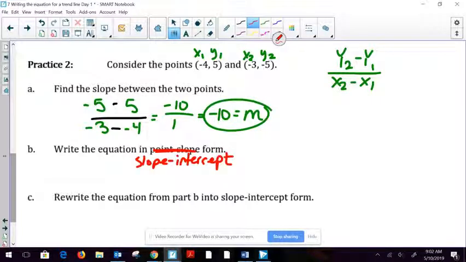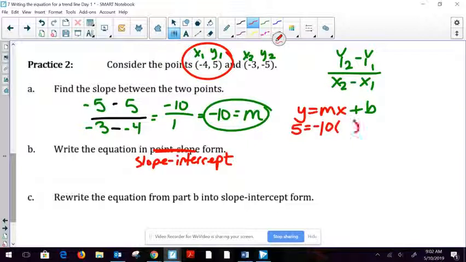So when I look here, I can use either point. I'm going to use my first point again because I have one negative, one positive, and I have a slope. So I can substitute into y equals mx plus b. What is the y value of the point I circled? Good, it's 5. What is my m? Great, negative 10. And what is my x? Awesome, negative 4. And I still have that plus b.